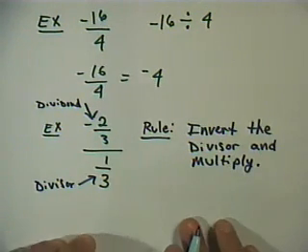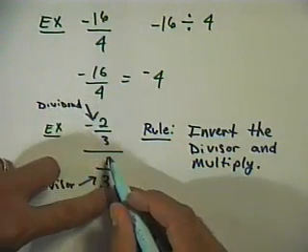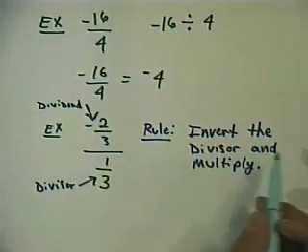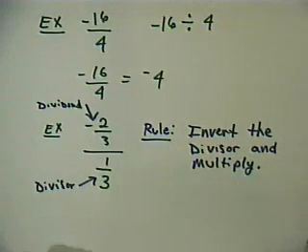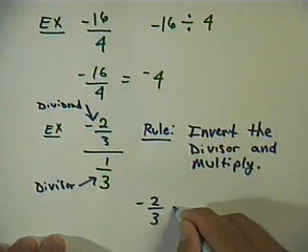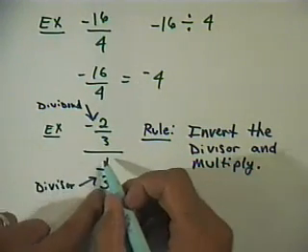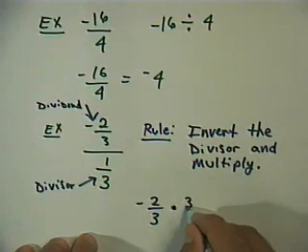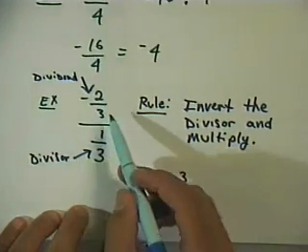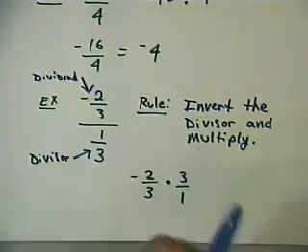You may have heard the word reciprocal. What invert means is I'm going to flip. The 1/3 is going to become a 3. Now let's follow this rule. Invert the divisor and multiply. So I'm going to take negative 2/3 and change it into a multiplication problem, and I'm going to invert the divisor. So negative 2/3 divided by 1/3 becomes negative 2/3 times 3 over 1.